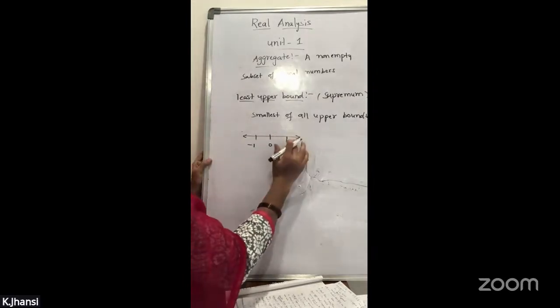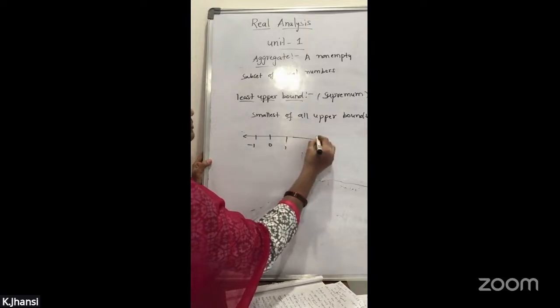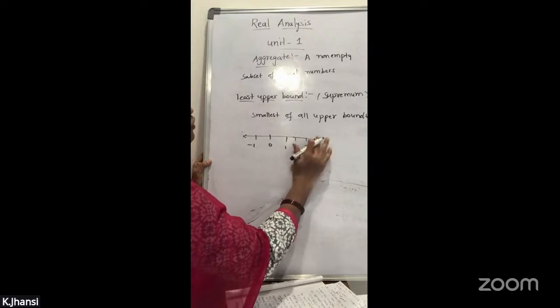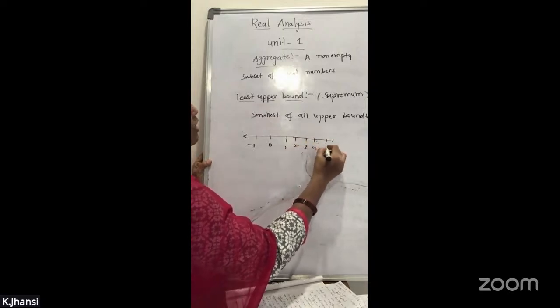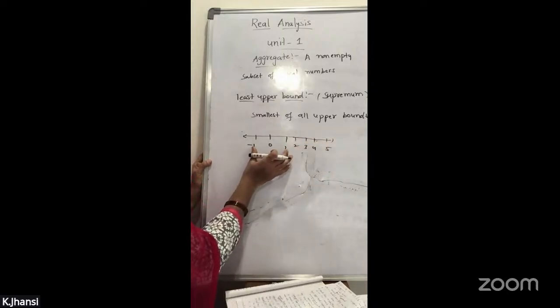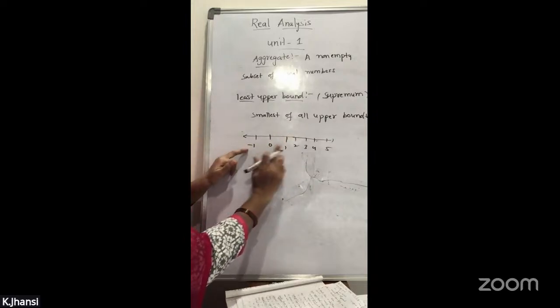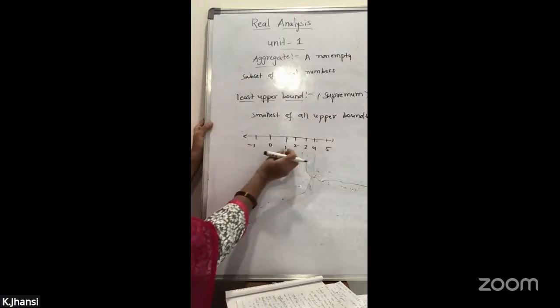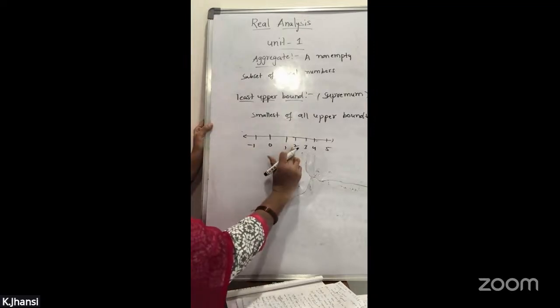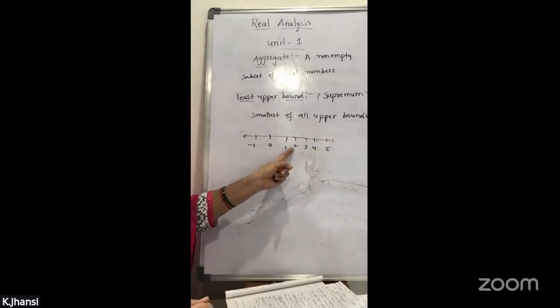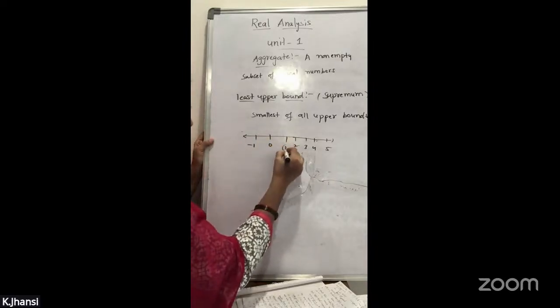After 1 you may also have 2, 3, 4 or 5, like this. But first, we are considering only the elements in between 0, -1 and 1. In those elements, 1 is the highest value. These others are also upper bounds. From all these upper bounds, which is the least upper bound? 1 is the least upper bound, no? So that's why we consider this the supremum.